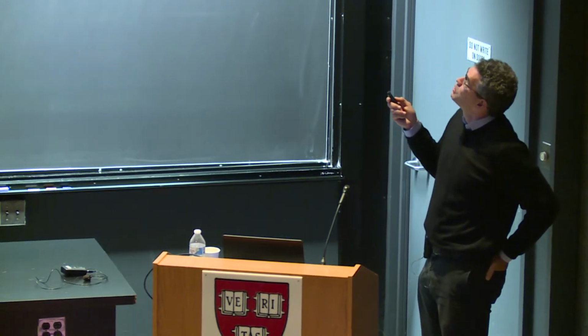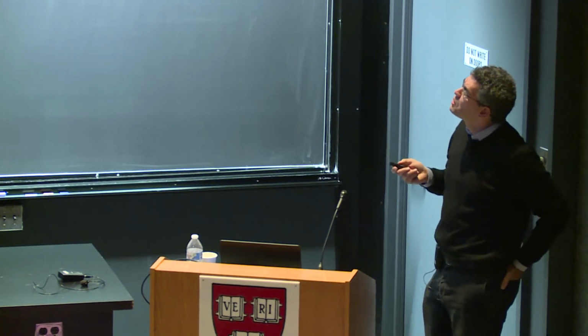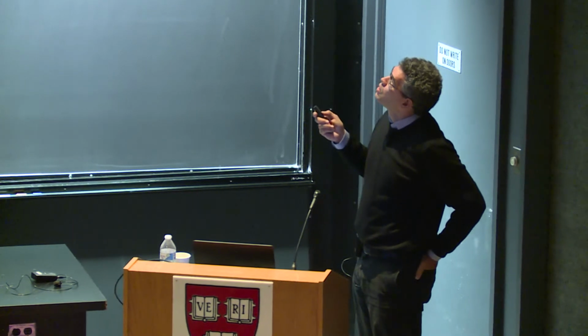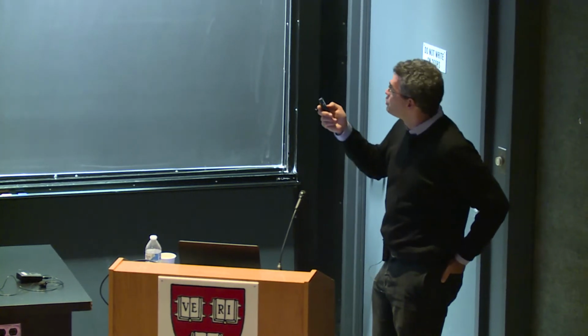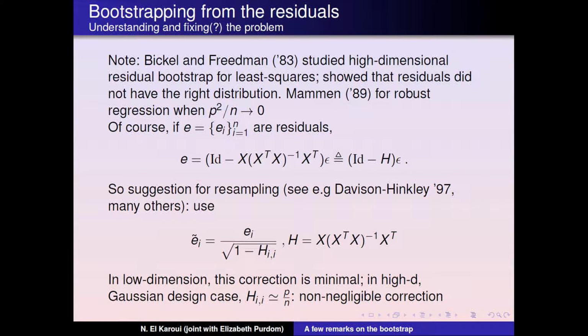Mammen has done work like this for robust regression when p squared over n goes to 0. So this is low-dimensional asymptotics, and his results were positive. And also, if you put more assumptions in the high-dimensional setting, I think now there's a paper of Miles Lopes like this, you can fix the problem of Bickel and Freedman. Okay, so let's try to explain this. Why is this the case that we have a problem?